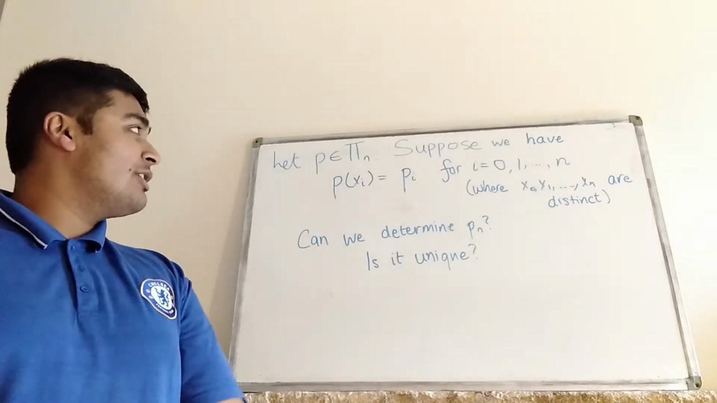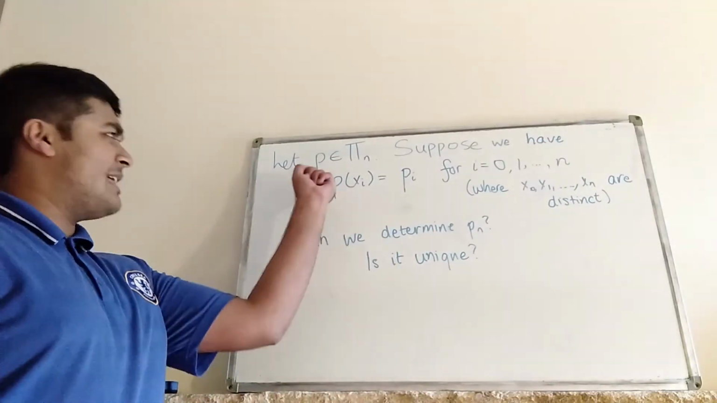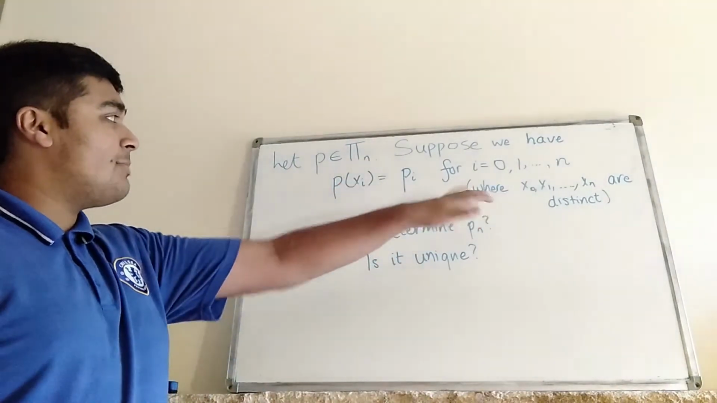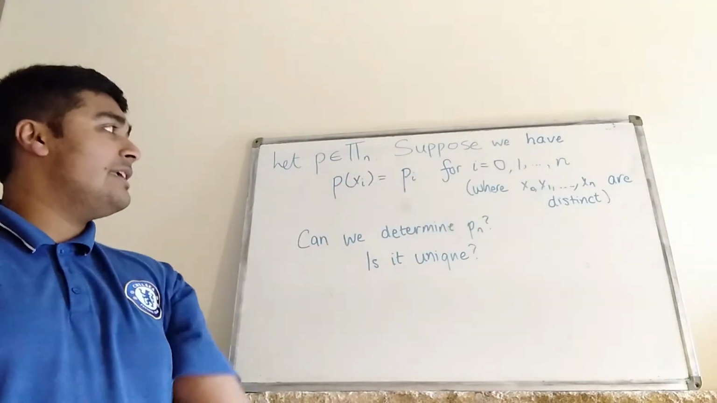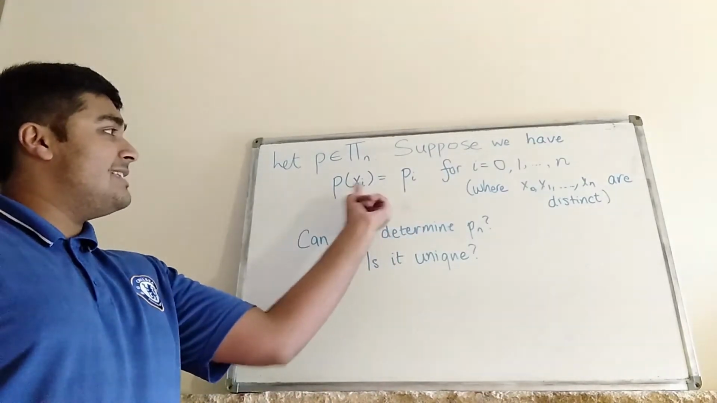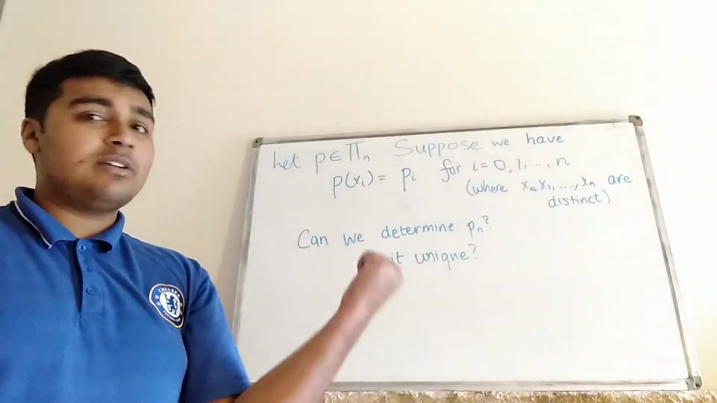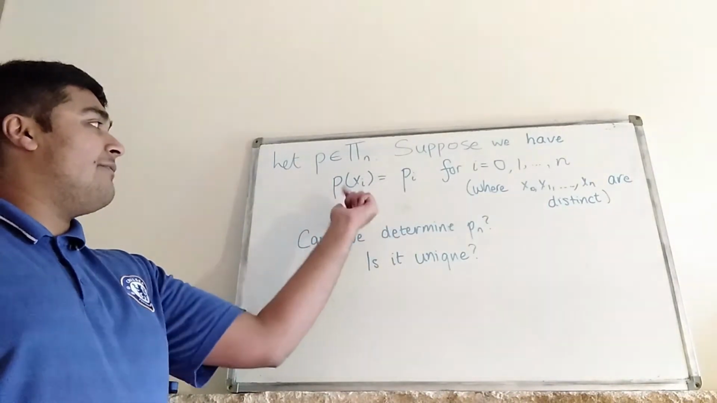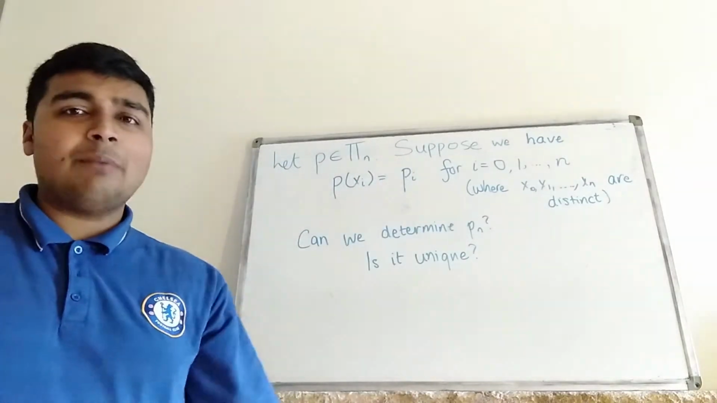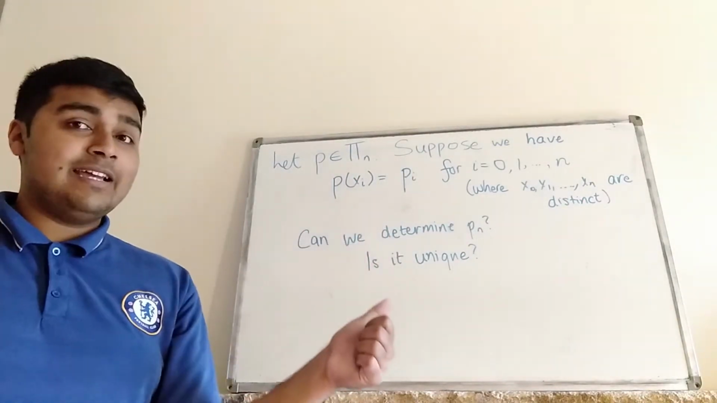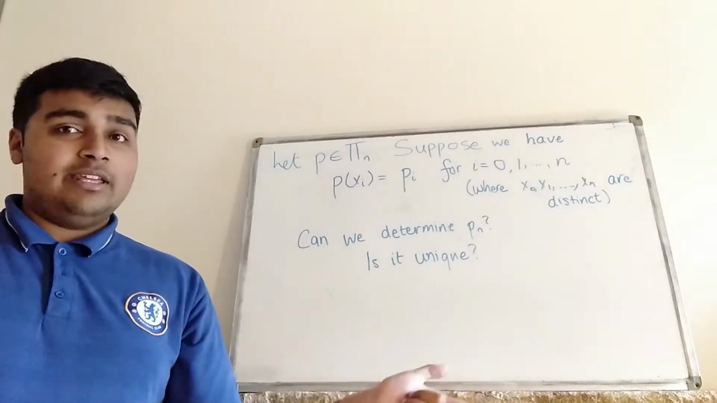We have P, a polynomial of degree at most n, so that's what this notation means. P is a member of pi n. Suppose we have P of xi equals pi for i equals 0, 1, all the way through n. In other words, we have these n plus 1 data points, which I've labelled x0, x1, all the way through xn, and we know what P is evaluated at each of those, and I've just called that pi. Now, our problem is, can we determine Pn, and is it unique?